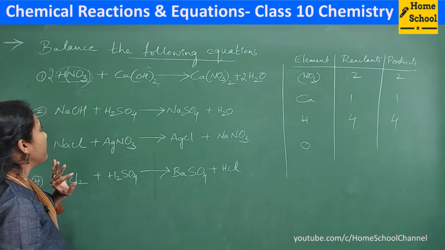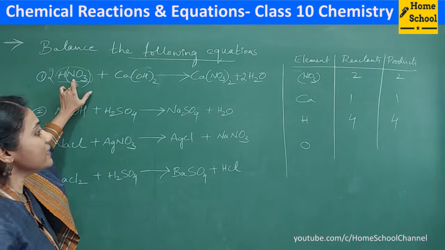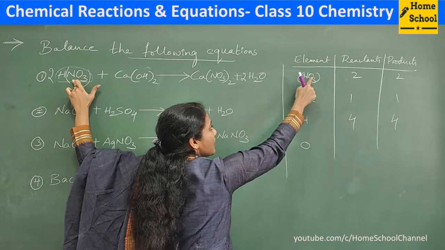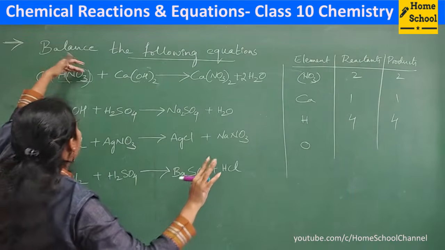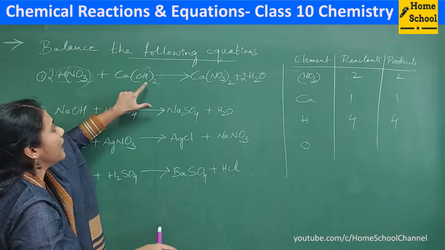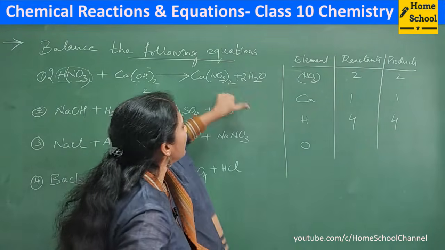So how many oxygen atoms are there in the reactant side? Observe carefully. You are not supposed to consider oxygen of NO3 because as a group, as NO3 you balanced. So you are not supposed to consider oxygen present in NO3. Forget about these oxygens. You have to consider oxygen present in this formula. So how many oxygens are there? 2. Similarly, in the product side, how many oxygens are there?